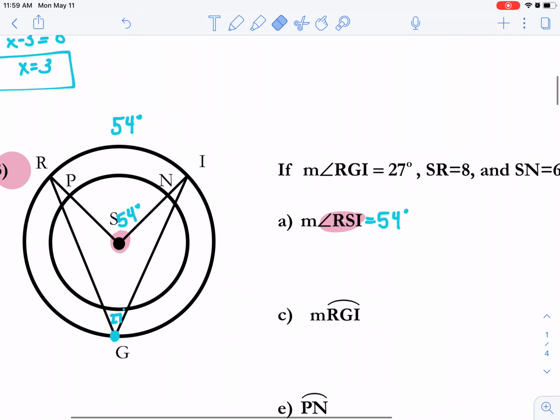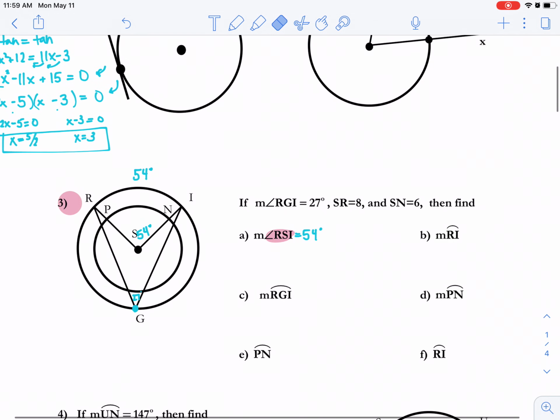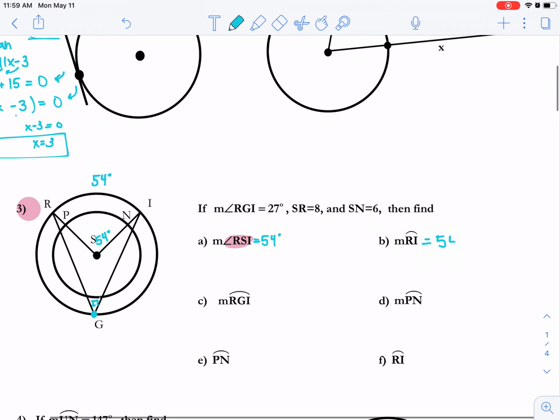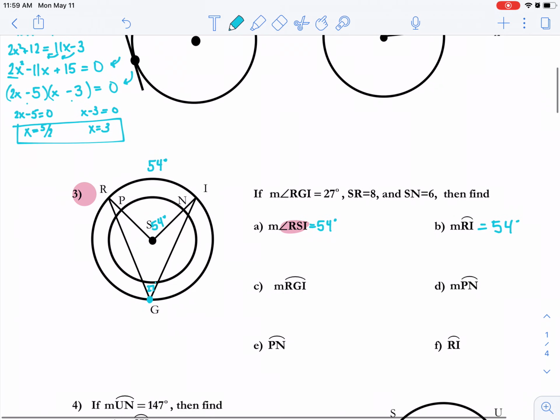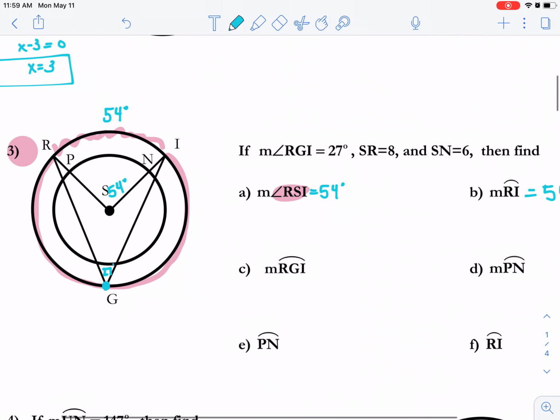Okay, so again, piece by piece, step by step. The rest of them, they want the measures of the arc. So let's look, they want the measure of arc RI. So we already figured that one out is 54. How about the measure of arc RGI? So arc RGI is the rest of that circle. If this arc is 54, the rest of the circle around has to add to 360, right? So if we have the total and we subtract 54, we'll be left with the remainder of 306 degrees for that arc.